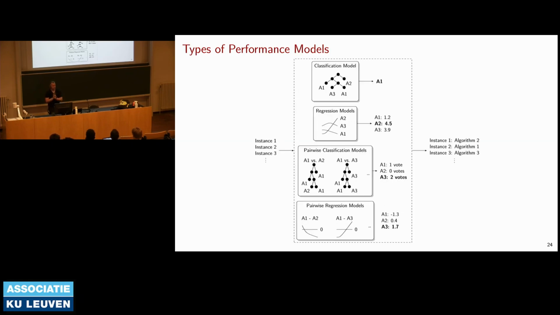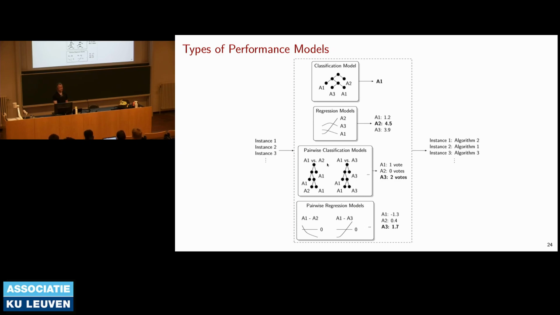Here's an overview of a bunch of the different things that I've talked about. If we model the entire portfolio at the top here, then we essentially want to make a classification of which algorithm to use in which case. For individual regression models, we predict the performance, and then we choose the best one based on that. So here I am maximizing some kind of measure of the quality of the solution that's achieved, for example.